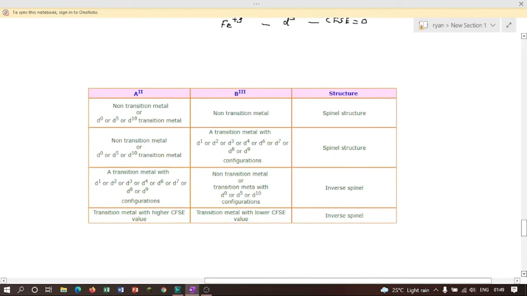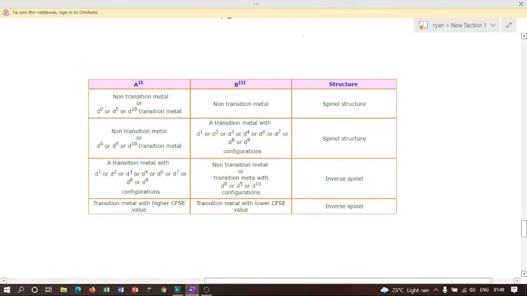Here I have given the tips and tricks. Already I have explained, so I am skipping this table.